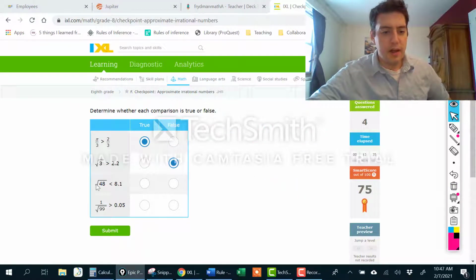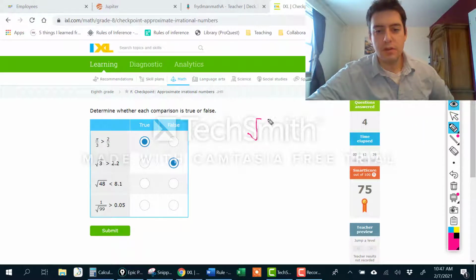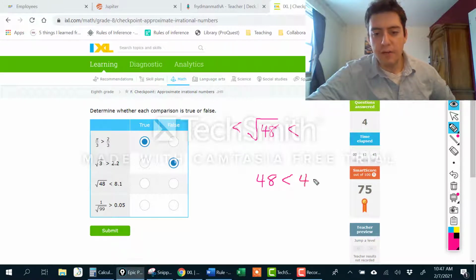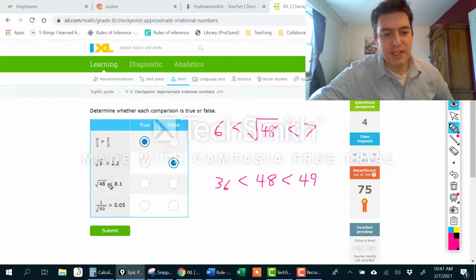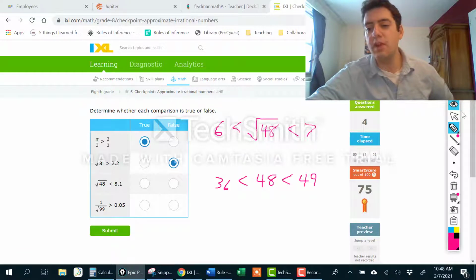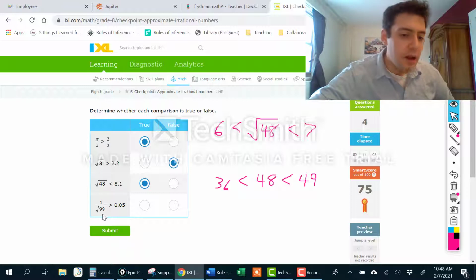All right, and now we have the square root of 48. So what two whole numbers would that be between? Well, I have the perfect square of 49, which is greater than 48, and then on the other side 36. So I know that the square root of 48 must be between 6 and 7. So does it make sense that it's less than 8.1? Yeah, that makes sense. So let's click on true for that one.